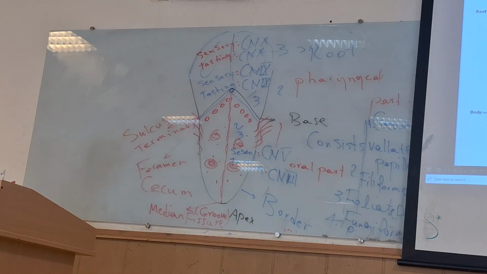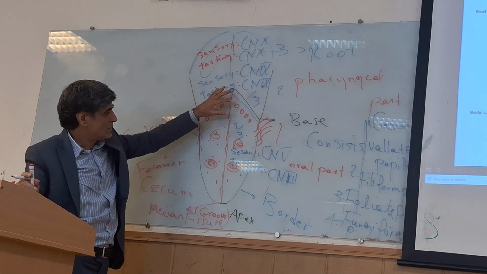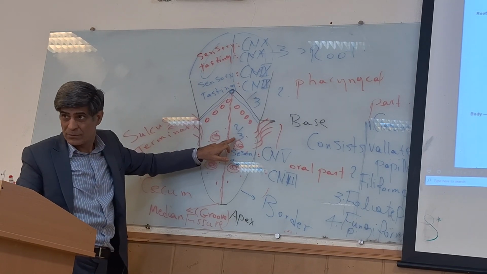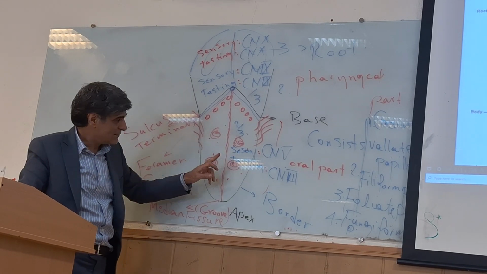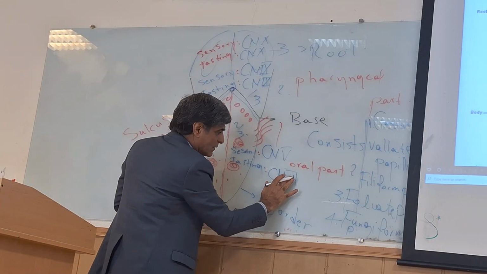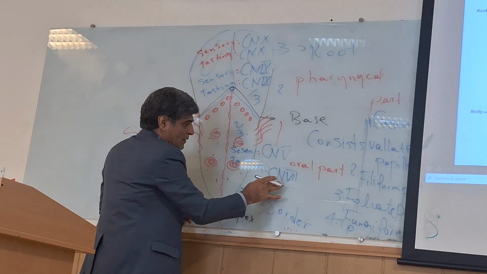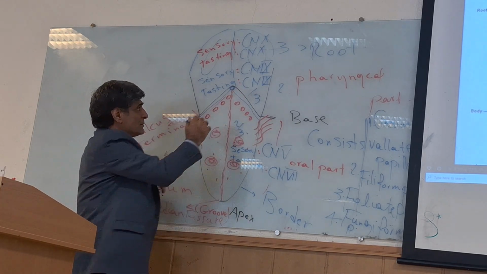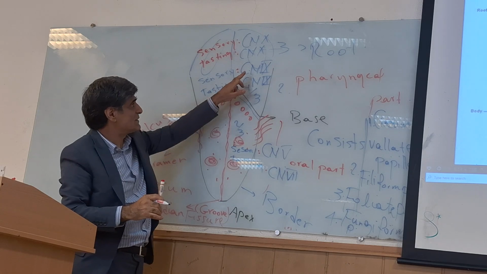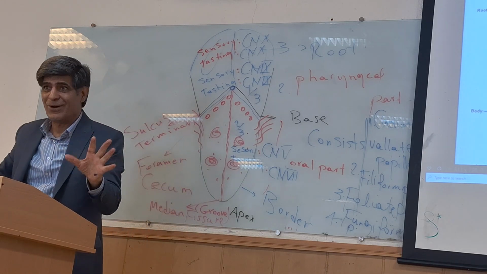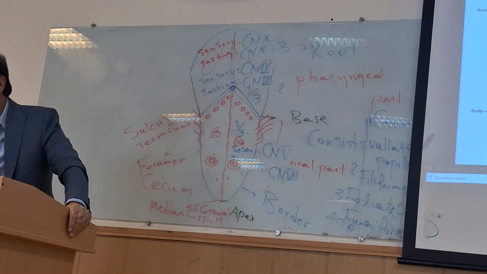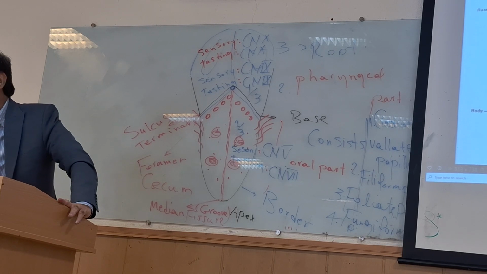Okay, CN10. Sensory nerves and taste nerves: the anterior two-thirds sensory from CN5, taste CN7. The posterior one-third, sensory CN9, taste CN9, and the root CN10 and CN9. And another part of the tongue, muscles.